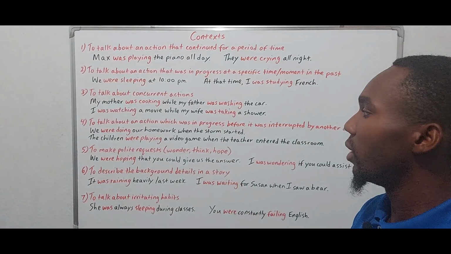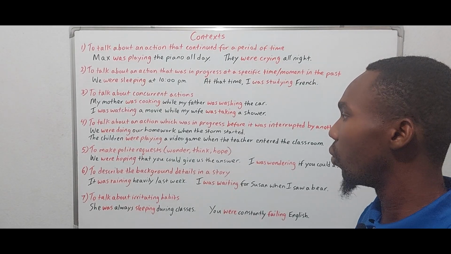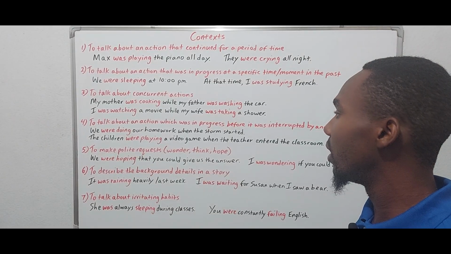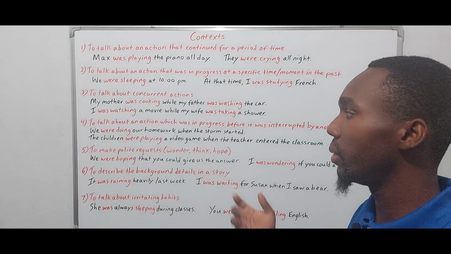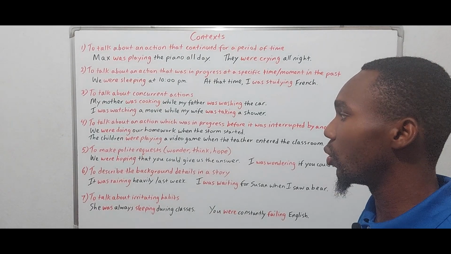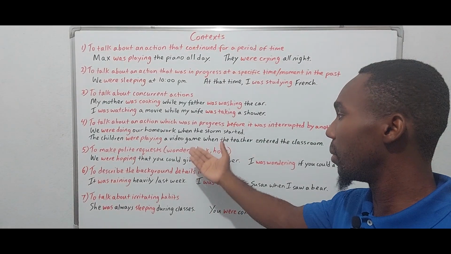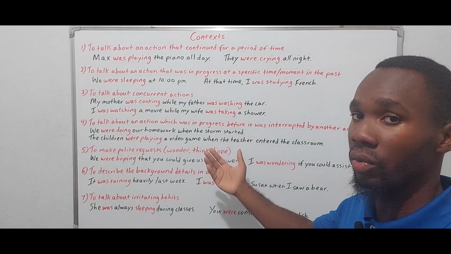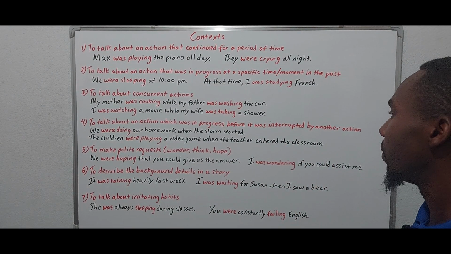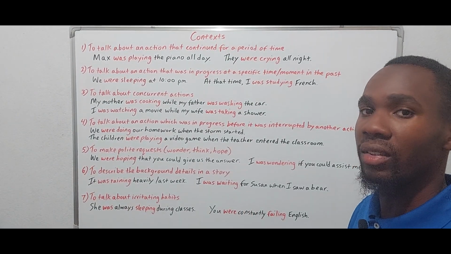5. To make polite requests. So with this, we're going to utilize verbs such as wonder, think, and hope. We were hoping that you could give us the answer. We're hoping, yeah? So this is a way that we can make polite requests. We can use a past continuous to do that. And these are primarily going to be the verbs that we will use, right? I was wondering if you could assist me. I mean, we could just be direct and ask, can you assist me?